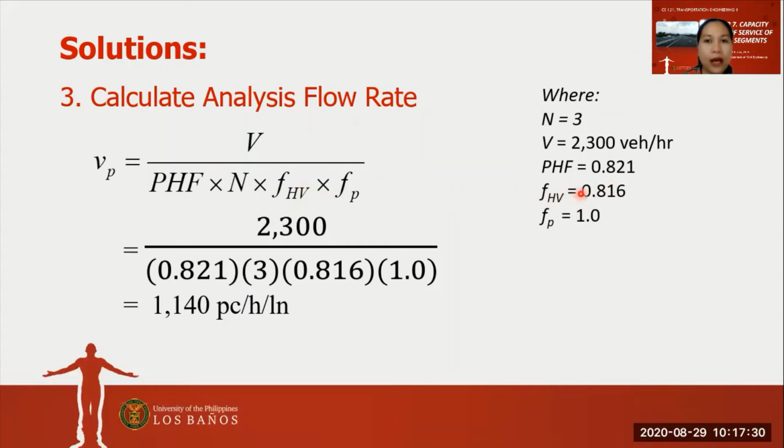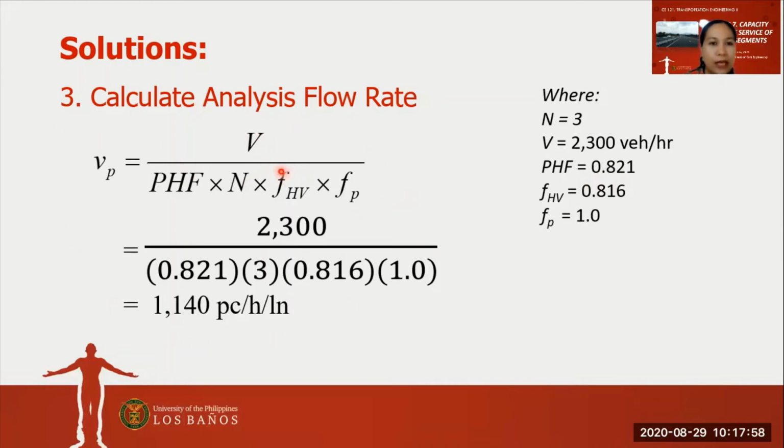I will show you how FHV is equal to 0.81816 was calculated, and also for the value of PHF. How did we derive PHF of 0.821 here?